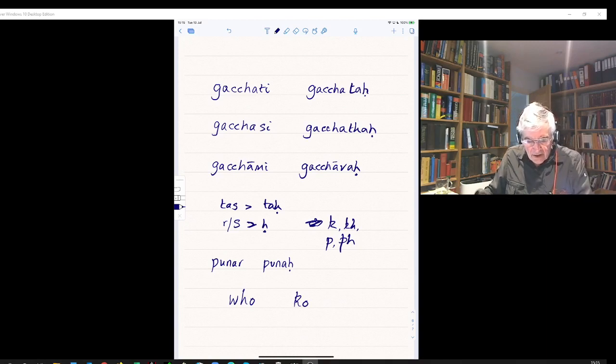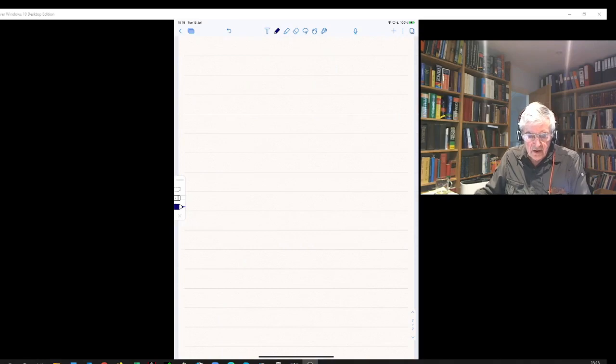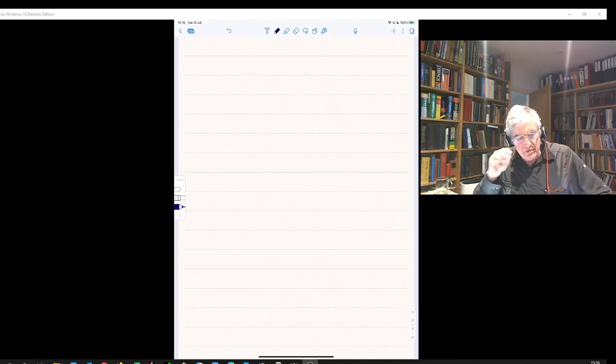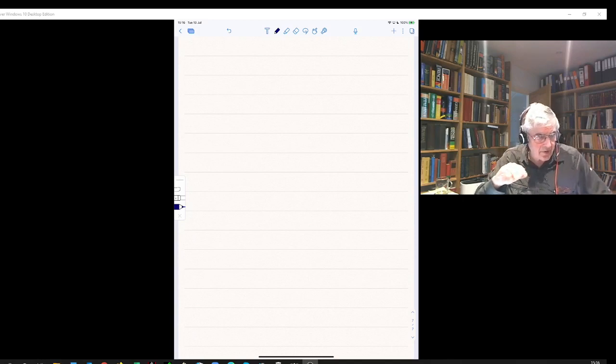So look now at the sentence given in paragraph 2 on page 13. It's kutra gacchati. Where is he going? Note that in English, when we're asking a question, we reverse the noun and verb order. He is going, is he going, where is he going? Sanskrit doesn't do it that way.